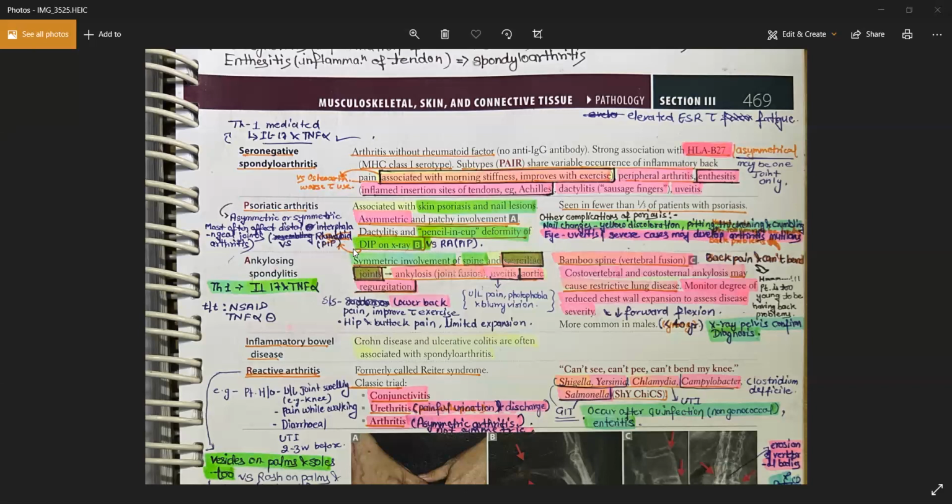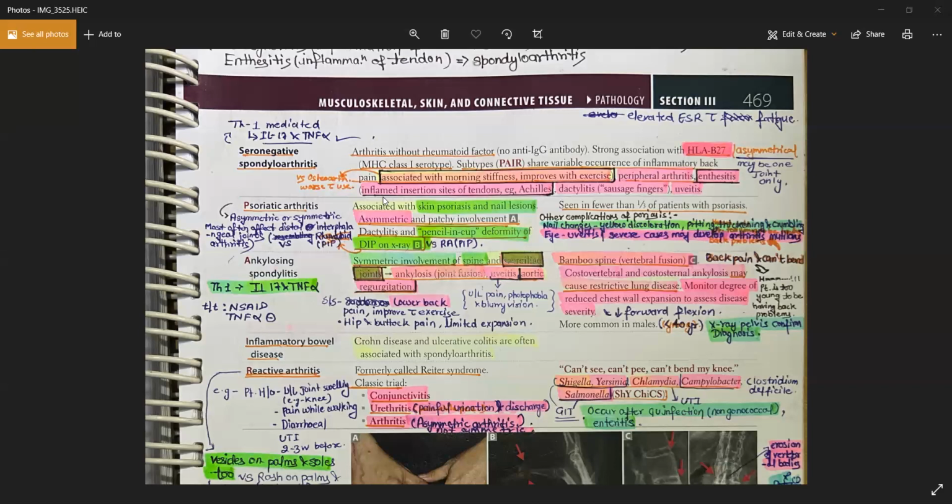So a patient with a prolonged morning stiffness that improves with use, and the stiffness is in the distal interphalangeal joint, that means they're talking about psoriatic arthritis. Please do not confuse it with rheumatoid arthritis. Rheumatoid arthritis will only present in the PIP and the MCP, right? It won't affect the DIP.